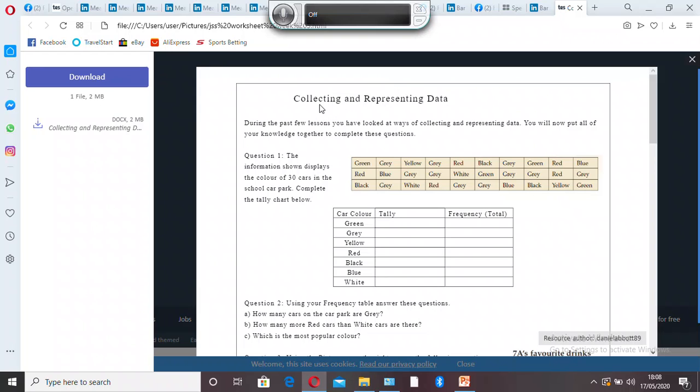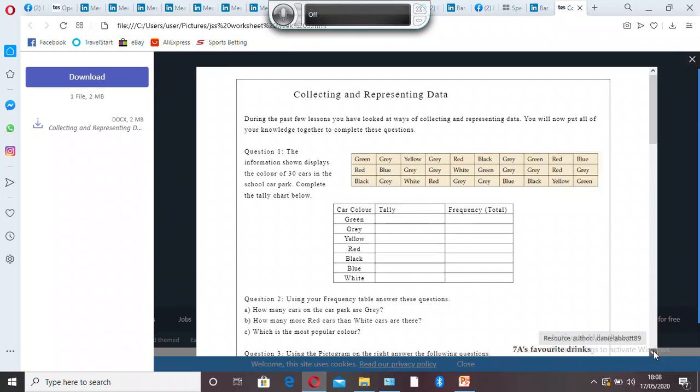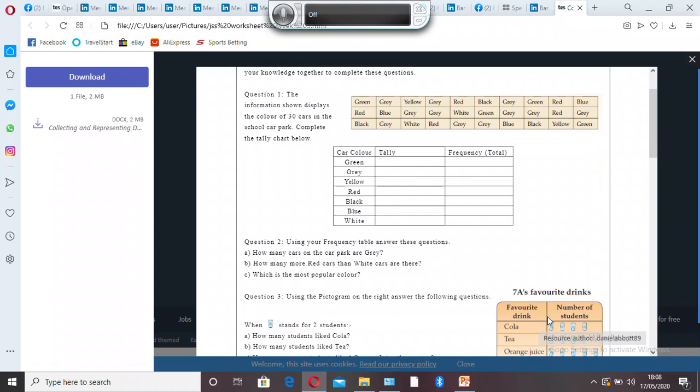Okay, look at this: collecting and representing data. During the past few lessons, you have looked at ways of collecting and representing data. You will now put all of your knowledge together to complete these questions. So I'm just going to send this question to everybody. All right, look at the question 1. I'm sure you will have this question by the time you will be watching this.